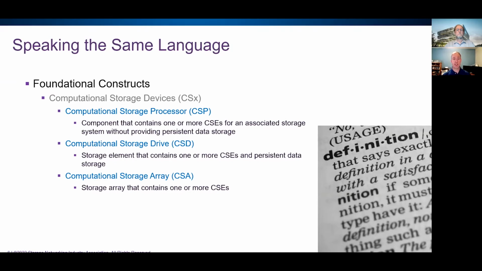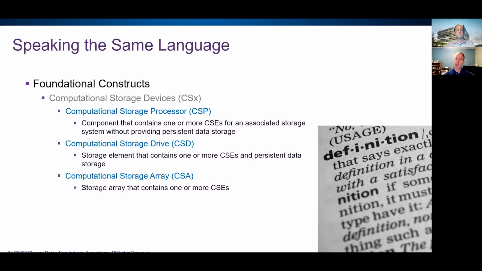A computational storage engine is a term we'll get to in an upcoming slide, but I'll give you a little bit of an overview. It's essentially the logic that can perform computations, that can be programmed to perform those computations. You could think of a general purpose CPU as an example of a computational storage engine, or perhaps an FPGA as another example. Either way, they can be programmed to perform computations. So the computational storage processor has at least one such engine, but doesn't have any storage. The computational storage drive, on the other hand, has that same computational storage engine and the persistent storage.